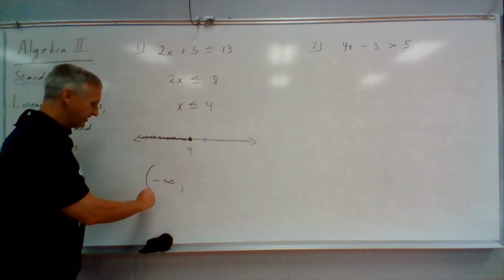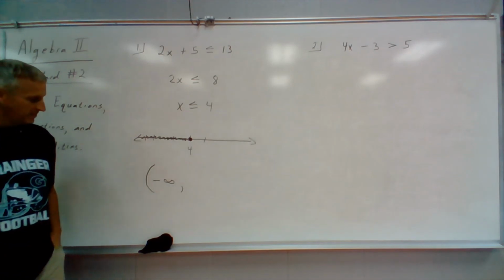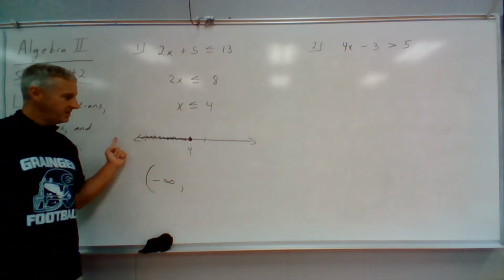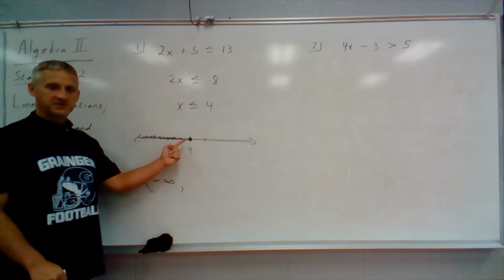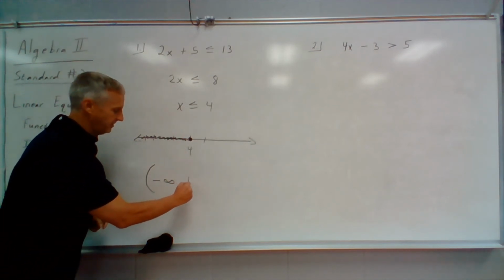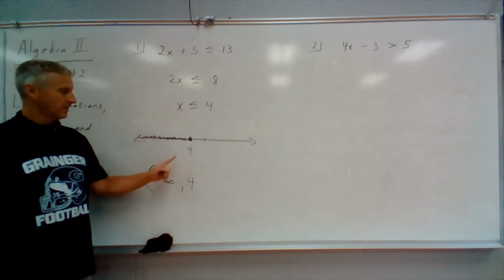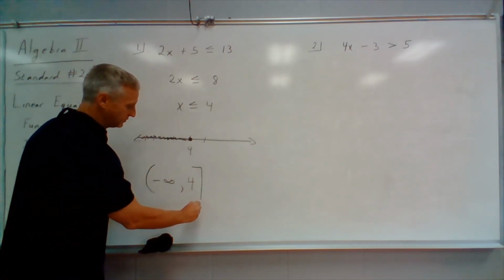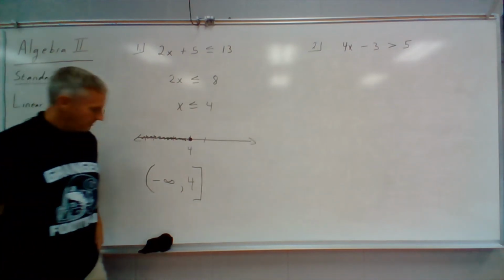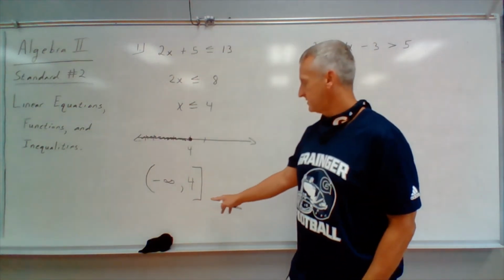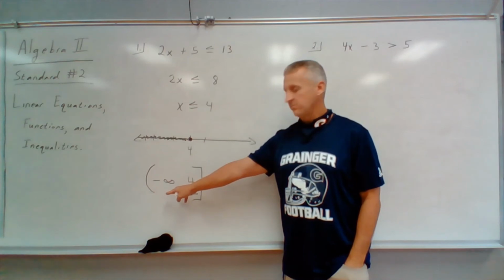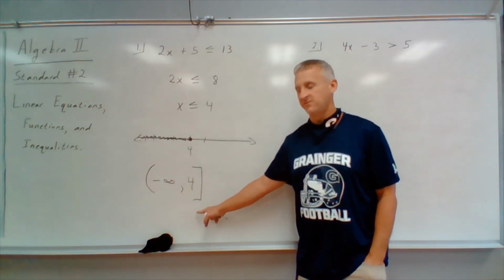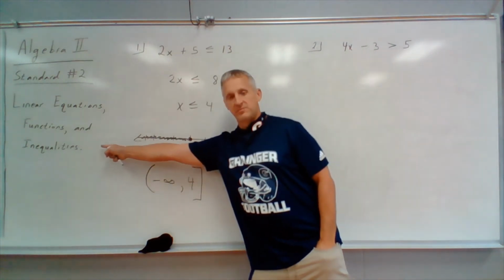And my solutions go from negative infinity all the way up until I get to 4. And that's where they're going to stop. My 4 is included, so I'm going to use a square bracket. And so what this means is all the real numbers from negative infinity to 4, and the 4 is included. So from negative infinity, as far out that way as I can go, all the way to 4, and the 4 is included.